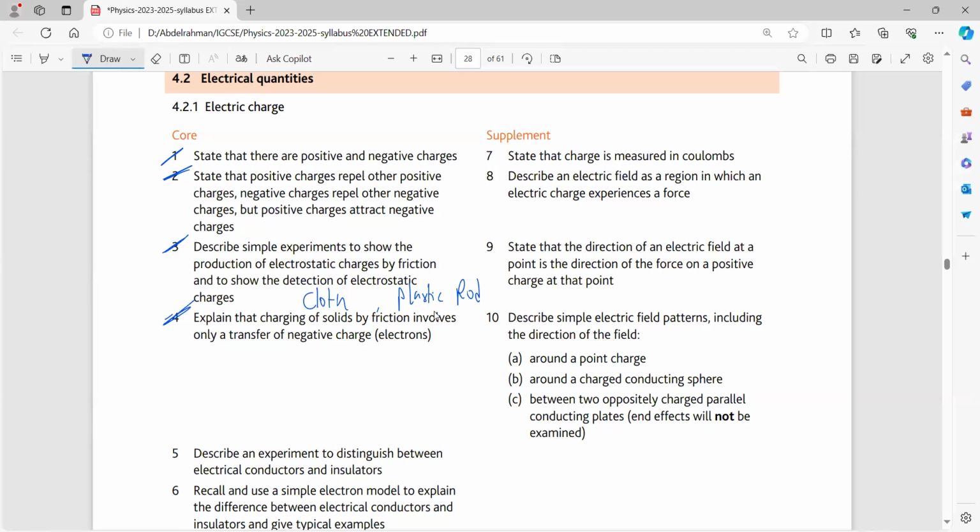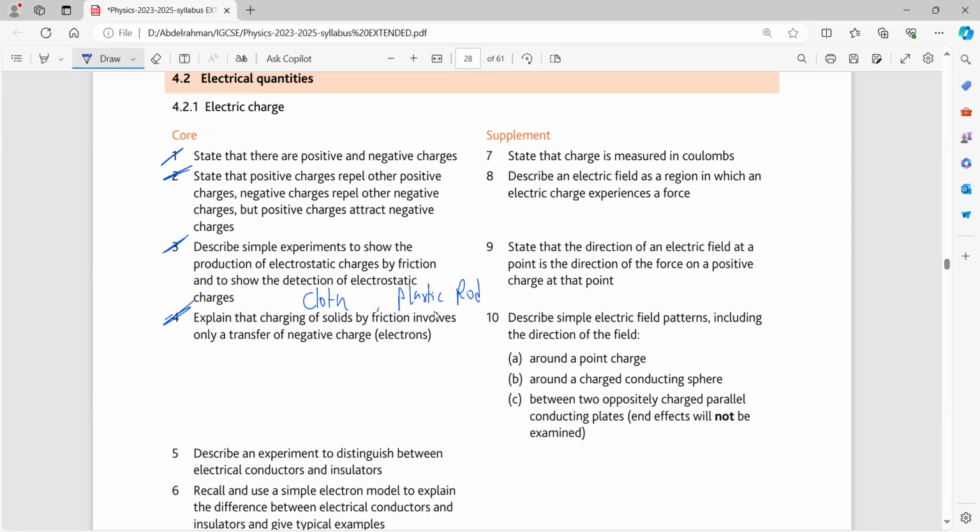If the rod is negative, that means that it has gained electrons from the cloth and the cloth has become positively charged. Or vice versa. If I say that the cloth has become negatively charged, then it has gained electrons from the plastic rod and the plastic rod has become positively charged.